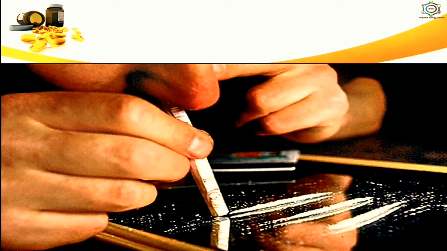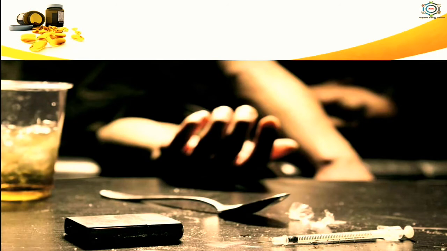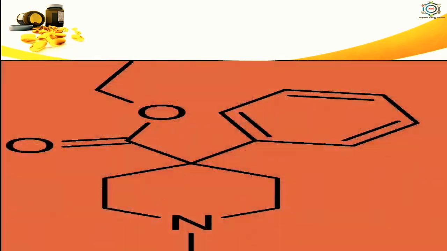Now, smack. Smack is a crude byproduct of heroin synthesis and is commonly called brown sugar. Being cheap, it is considered poor man's heroin. The addicts heat the smack powder and inhale its vapor. Smack is diacetylmorphine hydrochloride. It is a stronger analgesic than morphine.